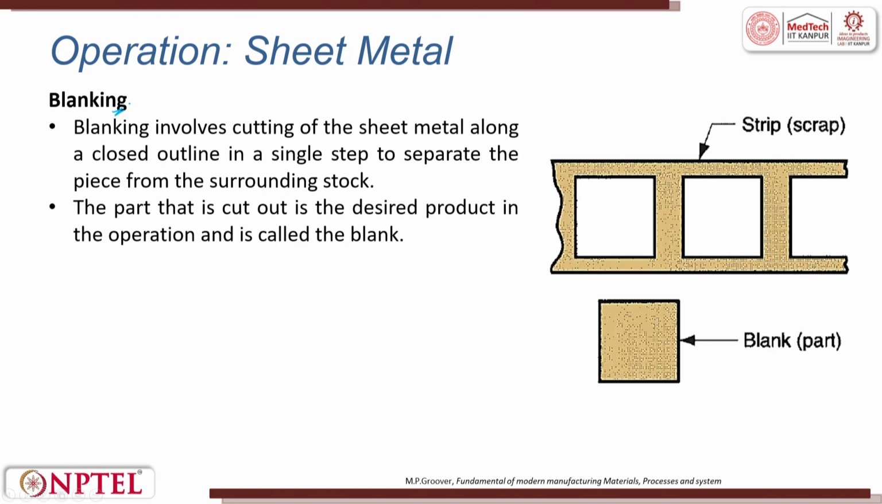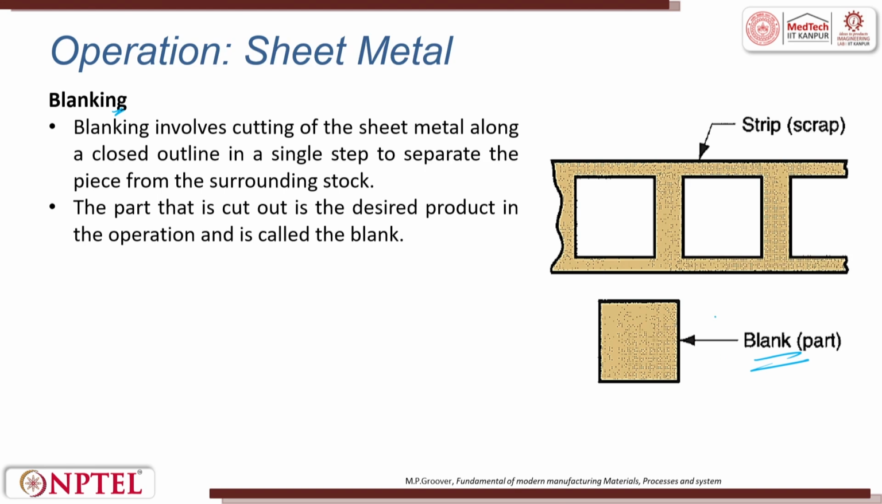Next operation is blanking. Blanking means you have a strip and a punch, and you cut a portion of the sheet. What comes out is called a blank.